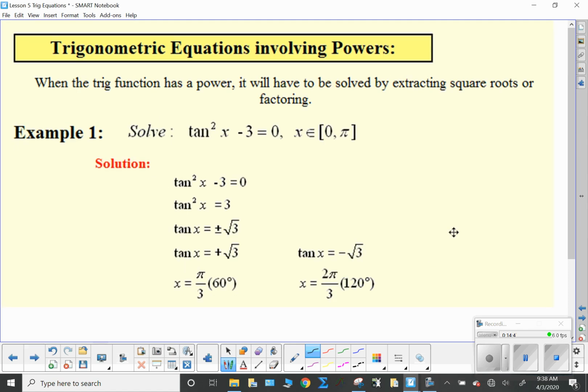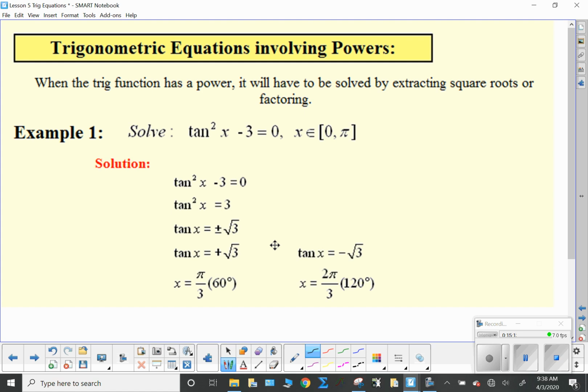You notice that solving the equation, you're doing exactly what you would be doing in algebra. Okay? So, tan squared x minus 3, add 3. Now this one I only want to go from 0 to pi. So I wind up with tangent squared is 3. Tangent is equal to plus or minus root 3.